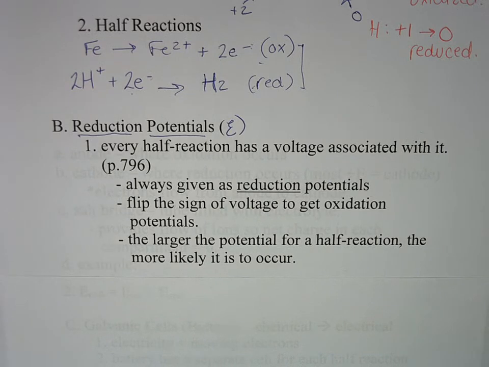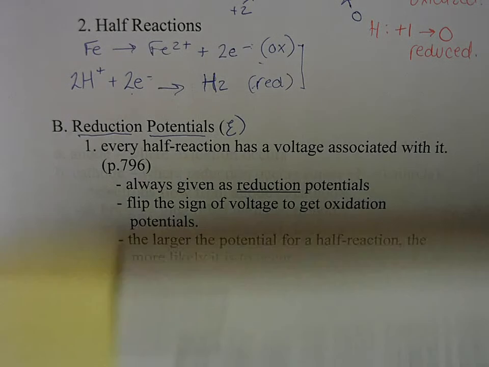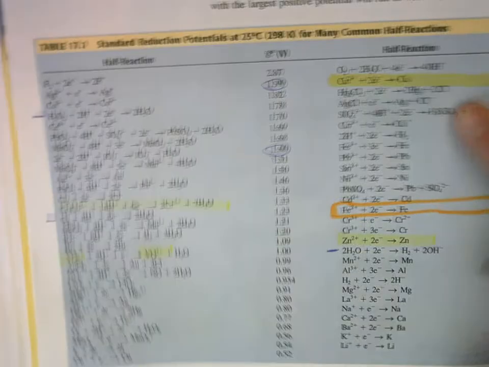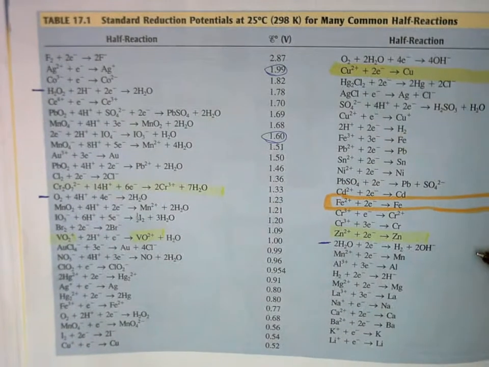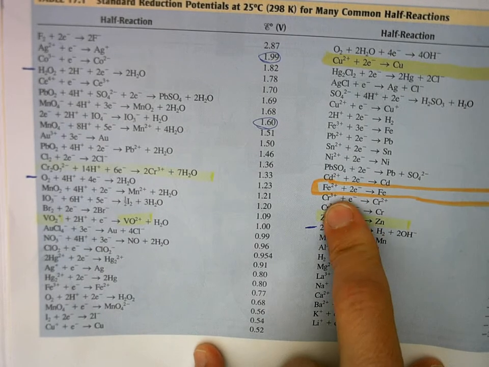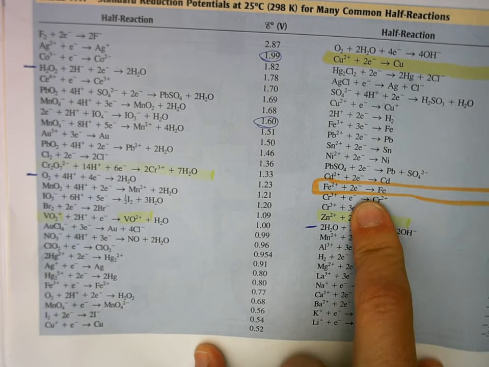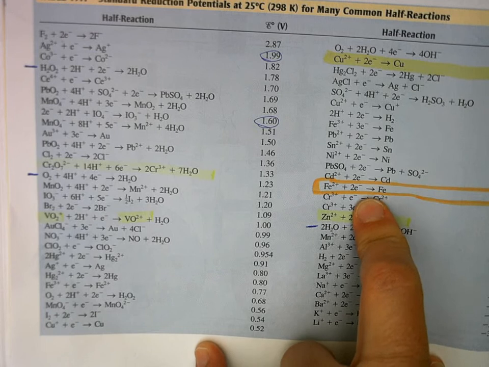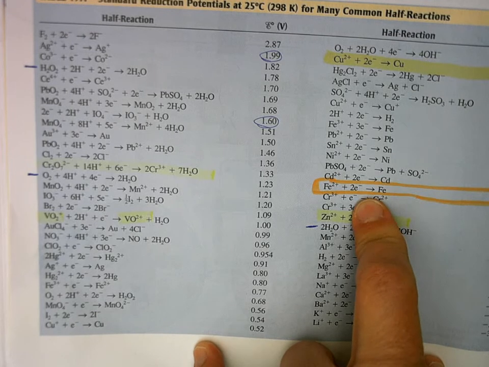So they are always given as reduction potentials, meaning that if I look at the table on page 796 with a bunch of different half reactions, and look for the one that we just talked about, iron and iron 2+, all of these reactions are given as reduction reactions. And so you have to pay attention to that.